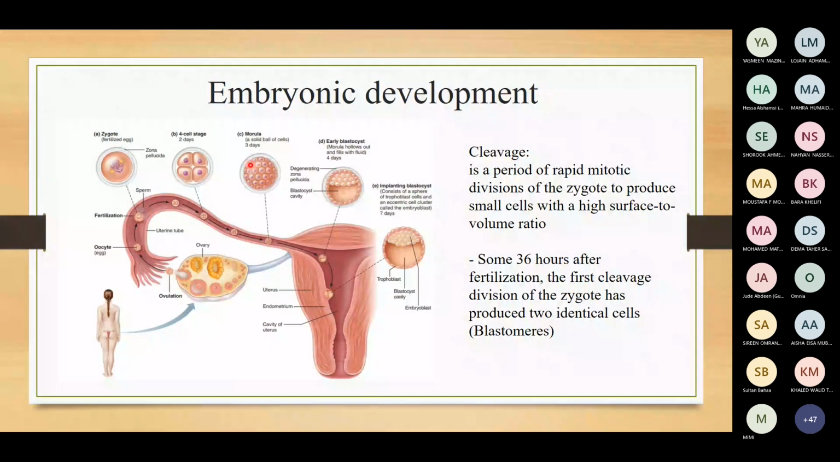Here we're going to have a period of rapid mitotic divisions. The cells are just going to divide more and more, and they're going to produce small cells with a high surface to volume ratio. Why do we want a high surface to volume ratio? Can anyone tell me?